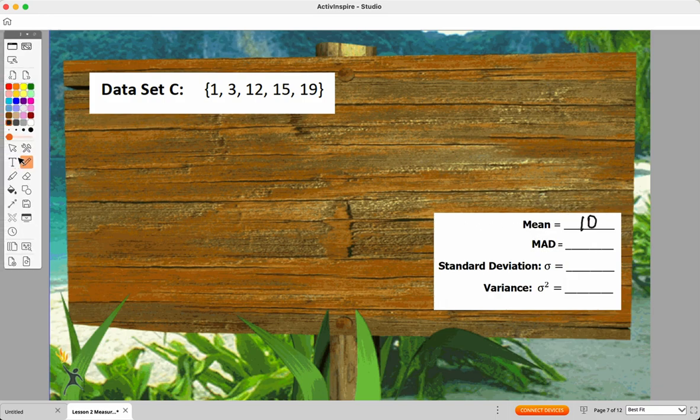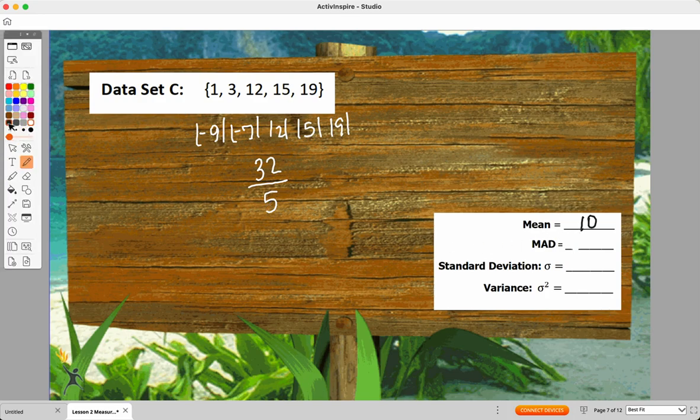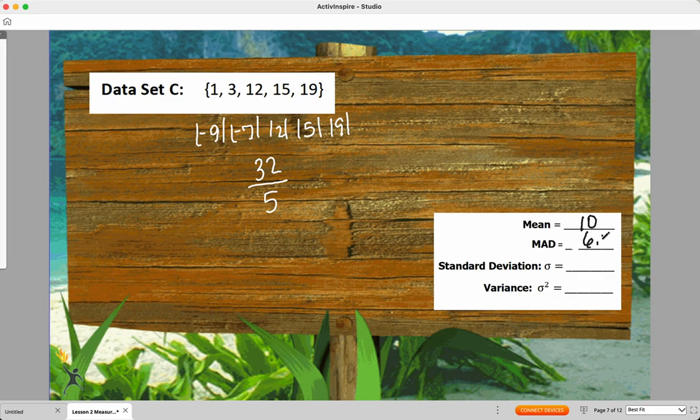Now let's find the difference with our mean absolute deviation. So 1 minus 10 is -9. 3 minus 10 is -7. 12 minus that is the absolute value of 2, 5, and 9. So if we add all those up, 9 and 9 make 18, 20, 32 is my total. Again, divided by 5. I get a mean absolute deviation of 6.4.